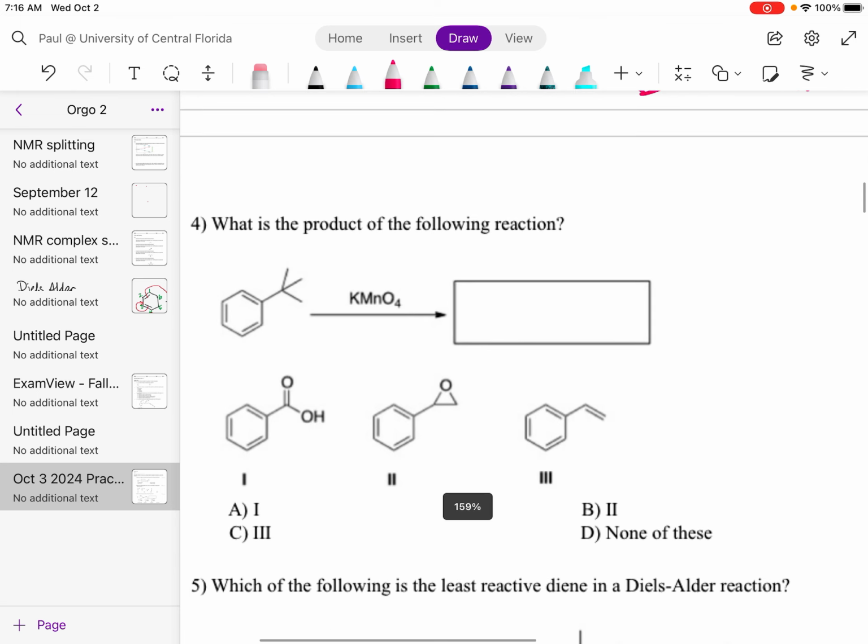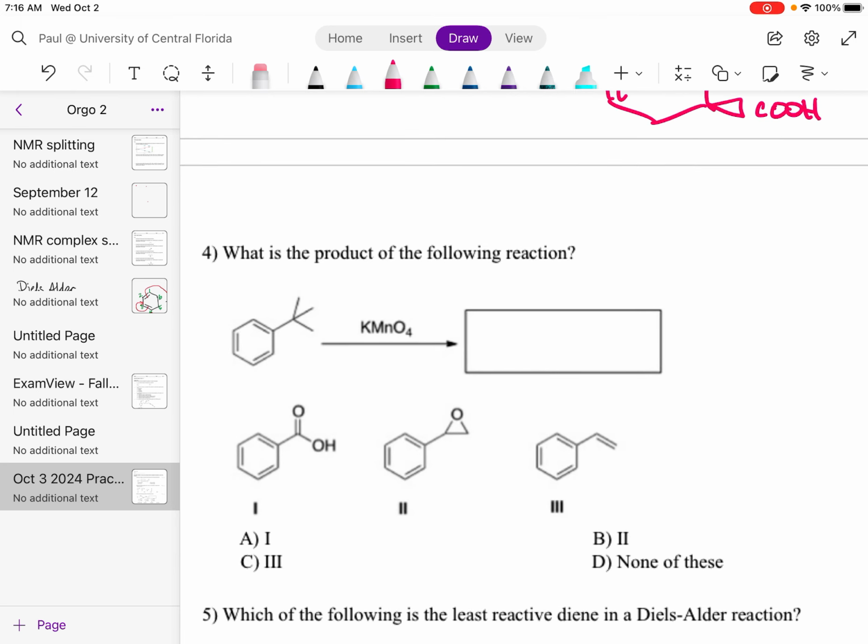What is the product of the following reaction with potassium permanganate? Well, this one, nothing's going to happen, because once again, we are focusing our attention on the benzylic carbon. And in order to do an oxidation to convert a benzylic carbon into a carboxylic acid, you have to have at least one hydrogen on the benzylic carbon. And since that's a tert-butyl group, there's no hydrogens on this carbon right there. Hence, no reaction can occur.